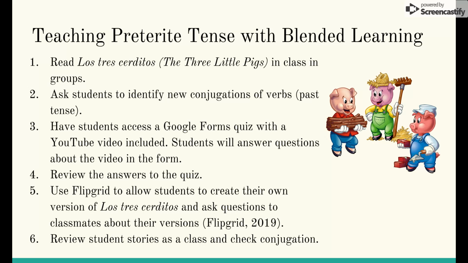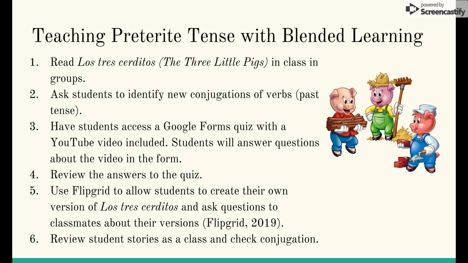So this lesson is teaching the preterite tense with blended learning. The first thing I would have my students do is to read Los Tres Cerditos, or The Three Little Pigs, in class, in groups. They would be doing that like they each have a book at the table. This story is told through the preterite. He huffed and he puffed and he blew the house down. All those are in the past tense. That's the preterite tense in Spanish. And so I would have them look at those conjugations, those unknown conjugations, and identify them in their groups.